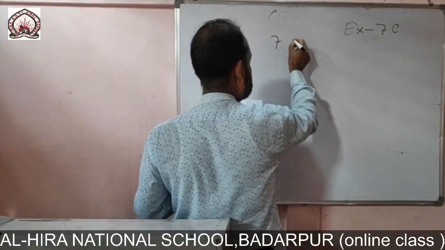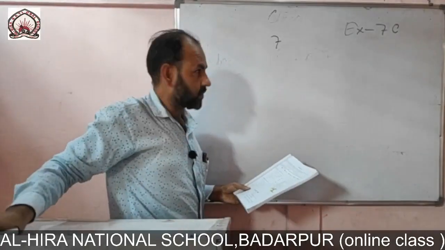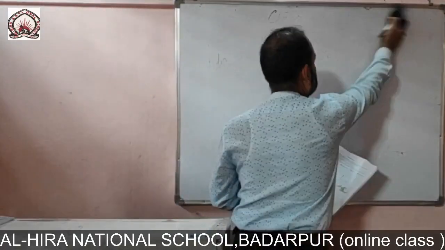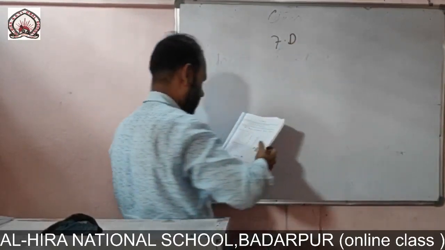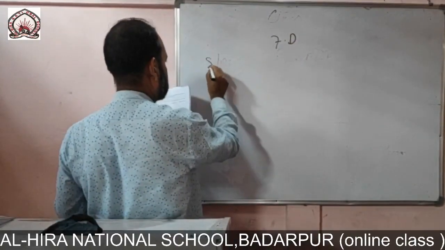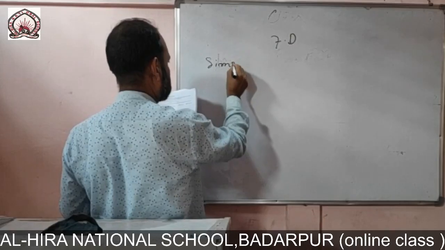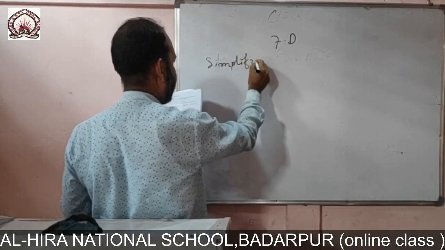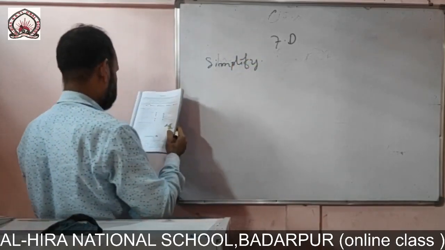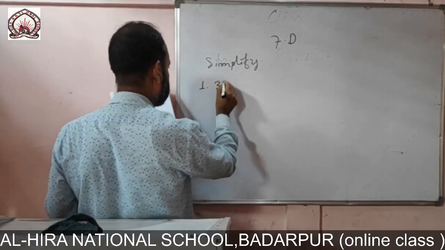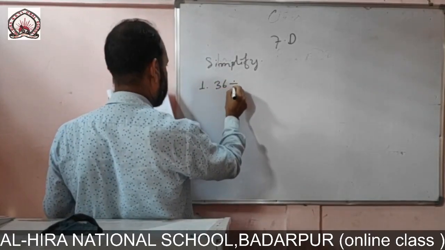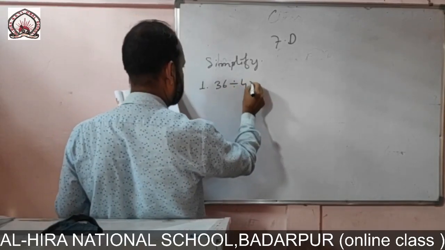Simplify. Question number 1. 36 divide 4 into 5.